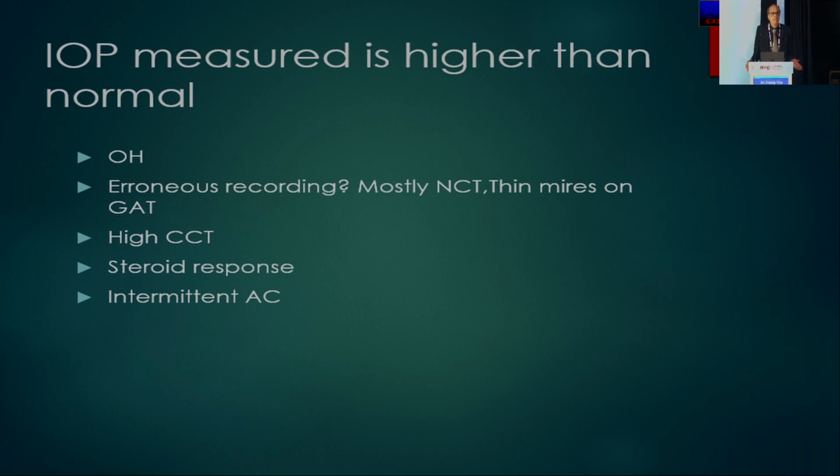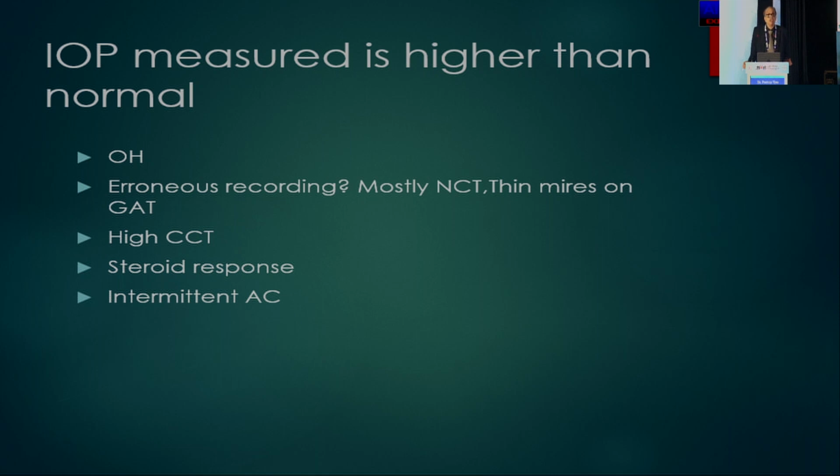The most notorious amongst all is the NCT, but even the gold standard Goldmann applanation tonometry can give us an erroneous reading. If the corneas are too thick, then erroneously we record a high intraocular pressure. Almost all of us know very well that the thicker the cornea, the higher the intraocular pressure. So that is one of the reasons to record or measure high intraocular pressure in clinical practice.